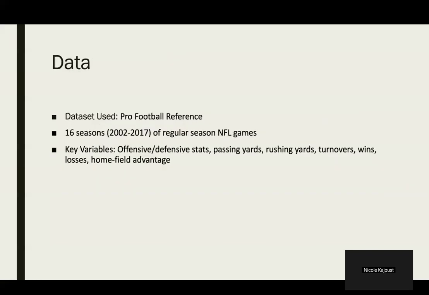The data that was used was called Pro Football Reference, and it had 16 seasons from 2002 to 2017 of regular season NFL games. The key variables that they studied were offensive and defensive stats, passing yards, rushing yards, turnovers, wins, losses, and home field advantage.